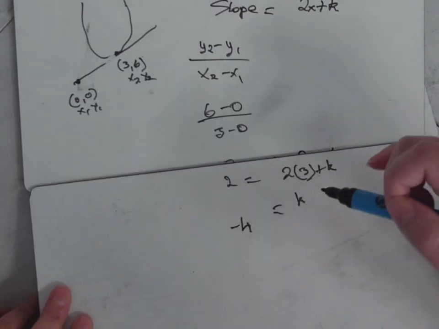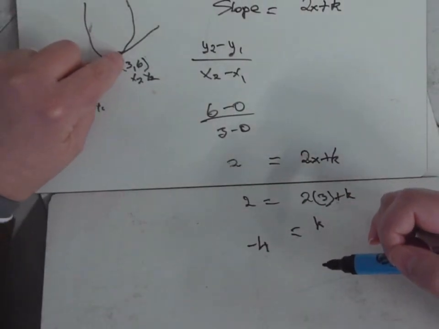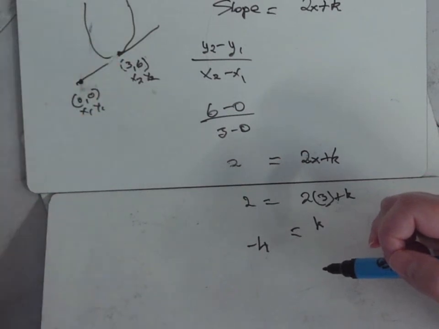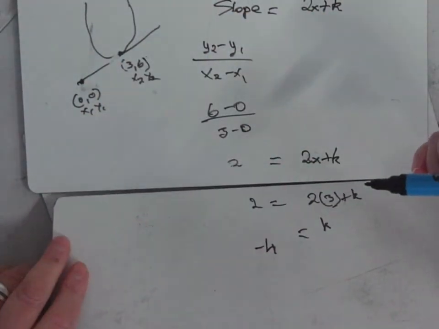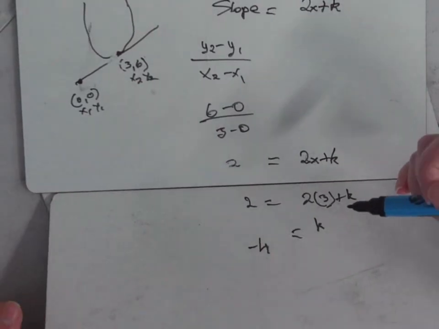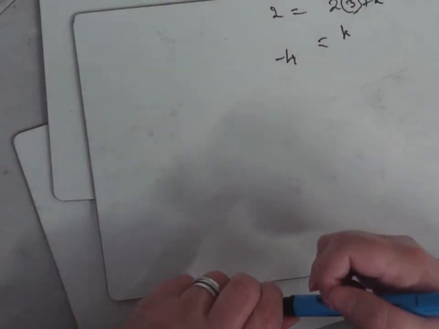Sorry, where's the 3 coming from? It's the slope of the tangent at the point (3, 6). They told me that in the question. So x is 3 at that point. Is that alright? Are we all okay? So now I've figured out what k is.